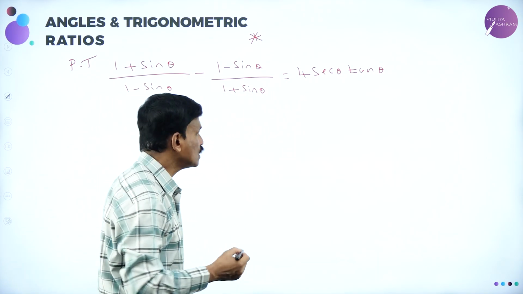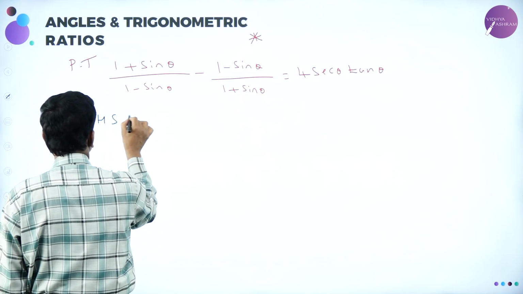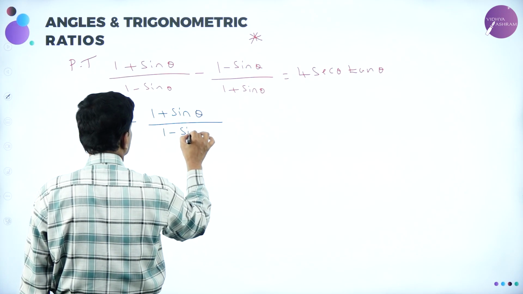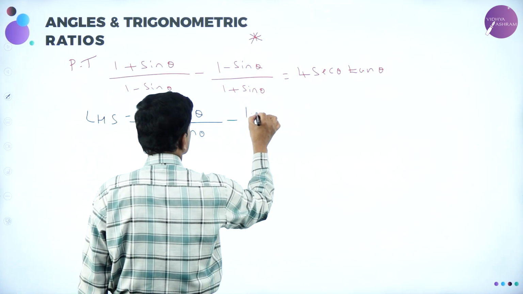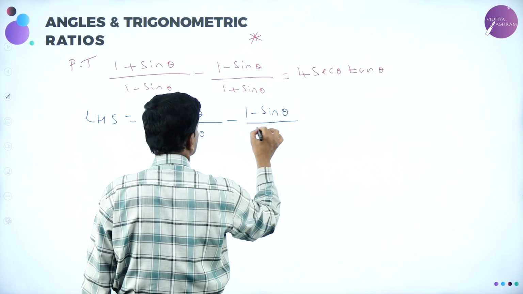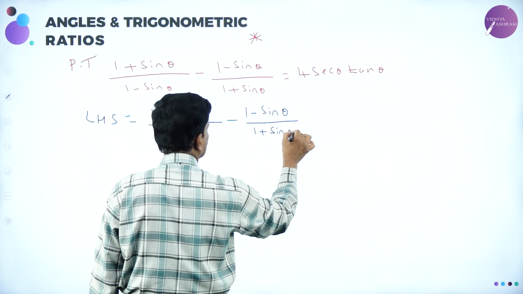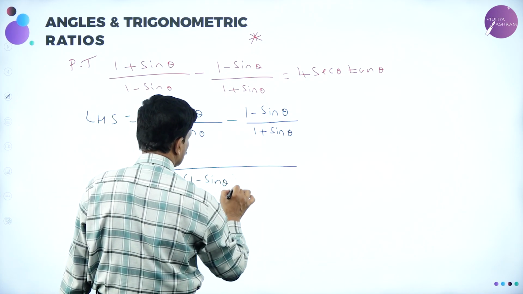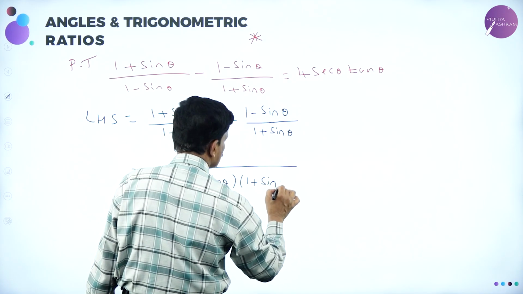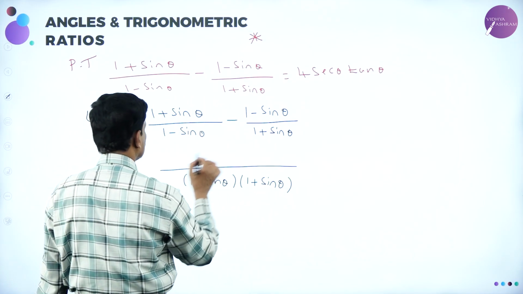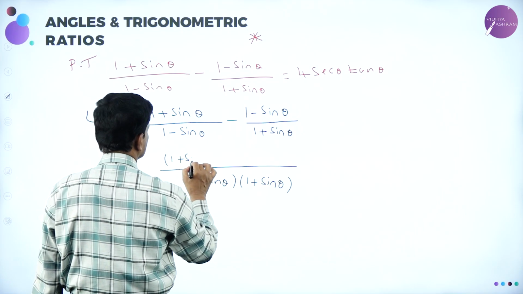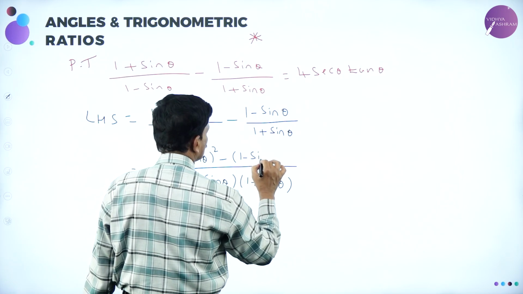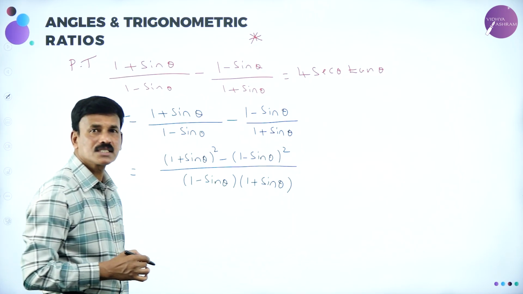Okay. Let us take LHS. What is LHS here? LHS is (1 plus sin theta) divided by (1 minus sin theta) minus (1 minus sin theta) divided by (1 plus sin theta). Now take LCM. What is the LCM? 1 minus sin theta into 1 plus sin theta is the LCM. Now cross multiply it. 1 plus sin theta into 1 plus sin theta is (1 plus sin theta) whole square, minus 1 minus sin theta into 1 minus sin theta is (1 minus sin theta) whole square.